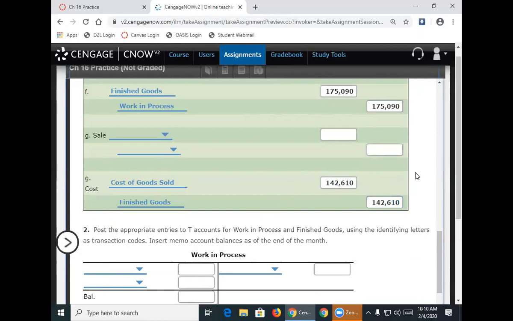So 101 is in cost of goods sold, 102 is in cost of goods sold, and 105 is in cost of goods sold. So what that means is 103 is our only job that's left in finished goods. 103, 32,480. So 103 is in finished goods.